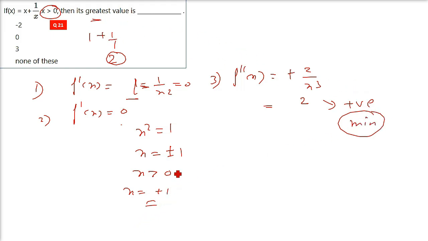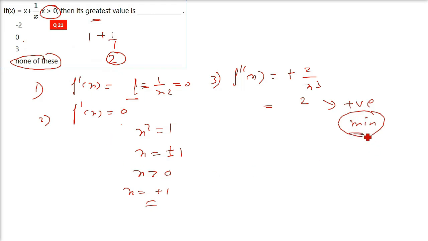X equals to 1, when we place it in the original equation, is going to give you 2, which is not in the option: negative 2, 0, 3, none of these. So you can just check the none of these, because we are not going to get the actual result. None of these is the answer. None of these is the real answer.